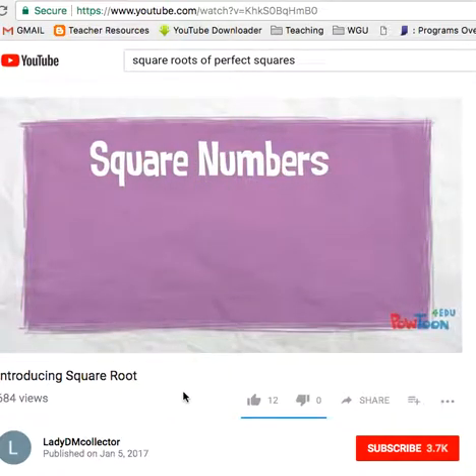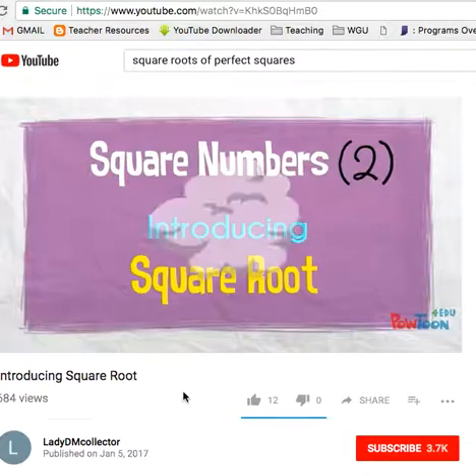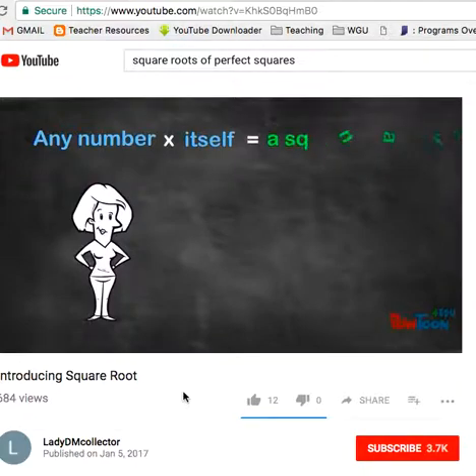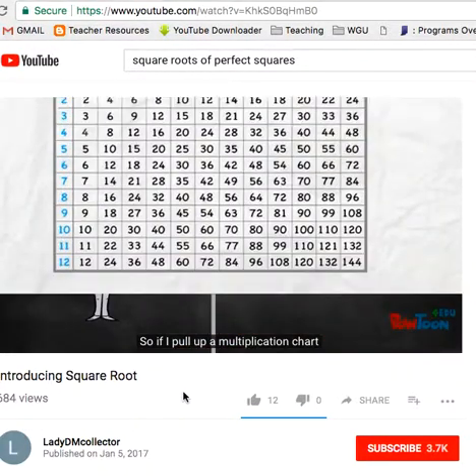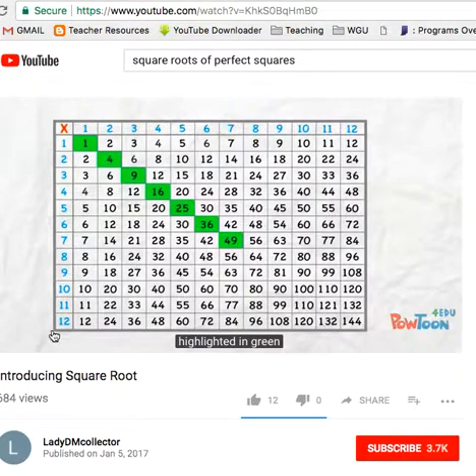Square numbers, part 2. Introducing square root. Any number multiplied by itself gives us a square number. So if I pull up a multiplication chart, you can see all these square numbers highlighted in green.